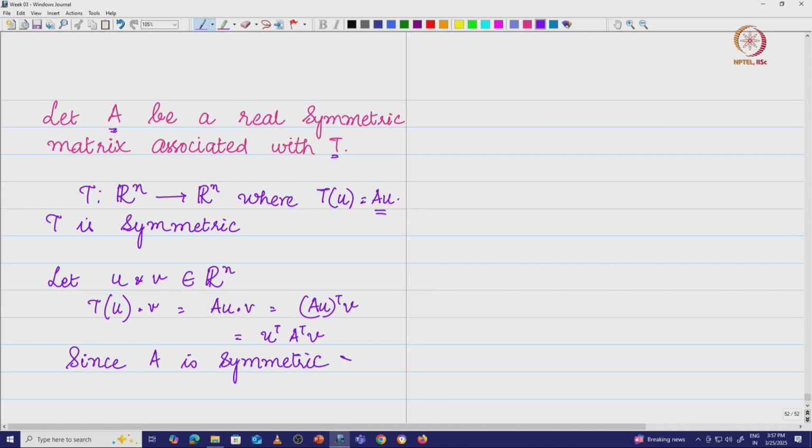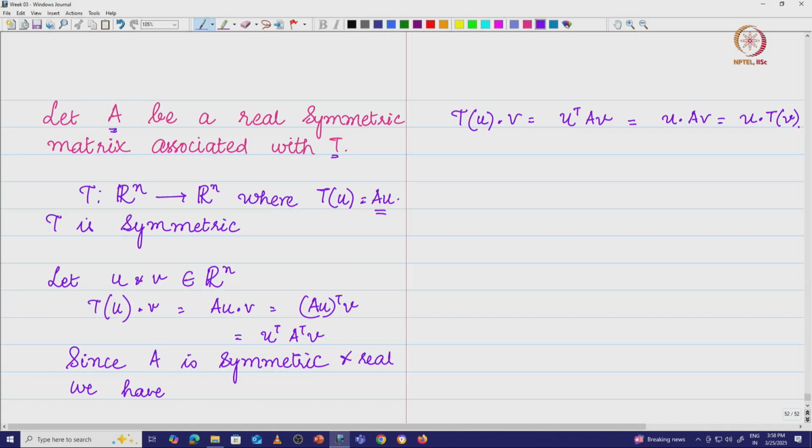and real, we have T of u dot v equal to u transpose A v, because A transpose is the same as A, which is nothing but u dot Av, which is nothing but u dot the transformation of v. We have this.